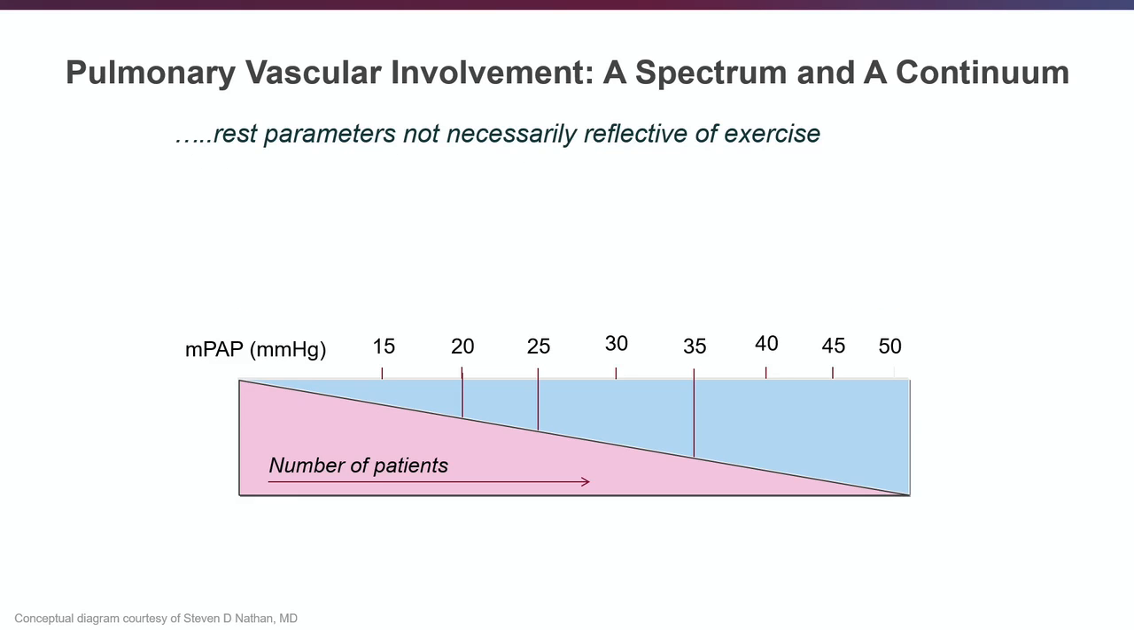So let's move that around a little bit. An important concept from this is that rest parameters do not necessarily reflect what happens with exercise. Here we're going to see what happens in a concept patient who starts to exercise. They might have a resting PA pressure of 20, but it might go up to 35 with exercise. So backwards and forwards, we don't know where their pressures will go once they start being active.